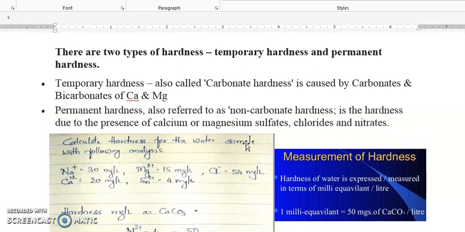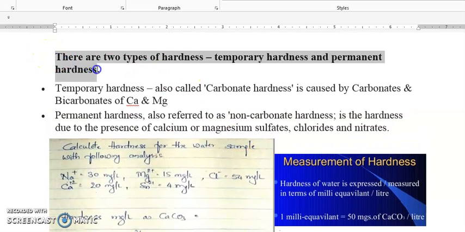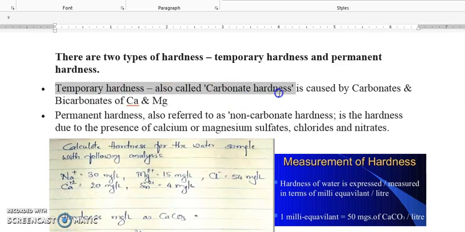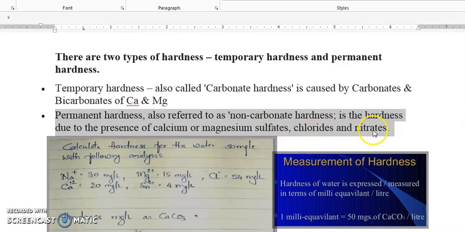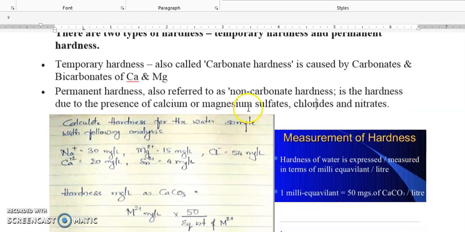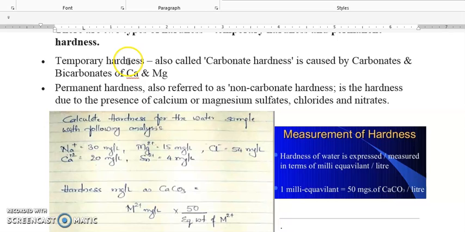Now, as you all know, there are two types of hardness, temporary and permanent hardness. This in detail I have explained in the regular class, but just again a few points just to remind. Temporary hardness, also called carbonate hardness, is caused by carbonates and bicarbonates of calcium and magnesium. And permanent hardness, also referred to as non-carbonate hardness, is caused by sulfates, chlorides and nitrates of calcium and magnesium. Temporary hardness can be easily removed by boiling, therefore the name temporary. Permanent hardness requires some special methods for the removal of hardness, therefore the name permanent hardness.